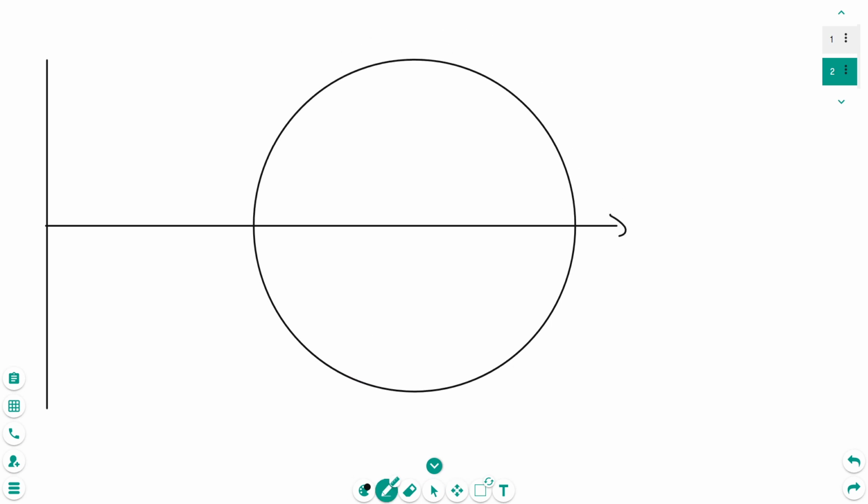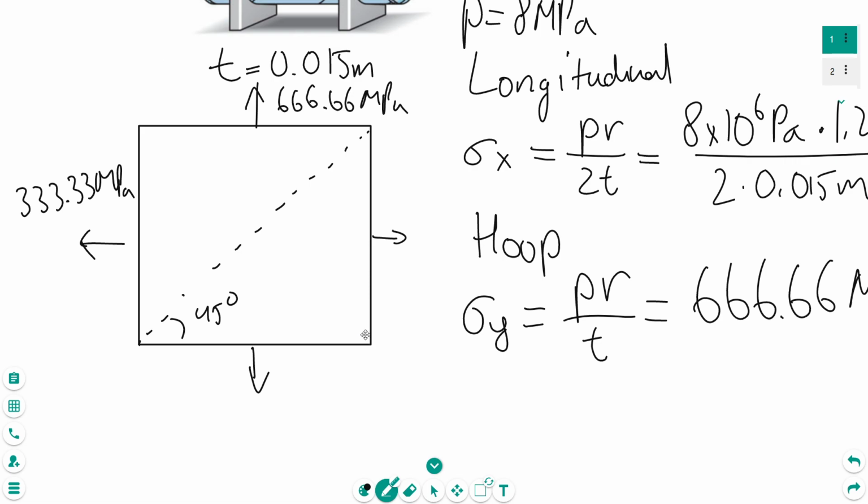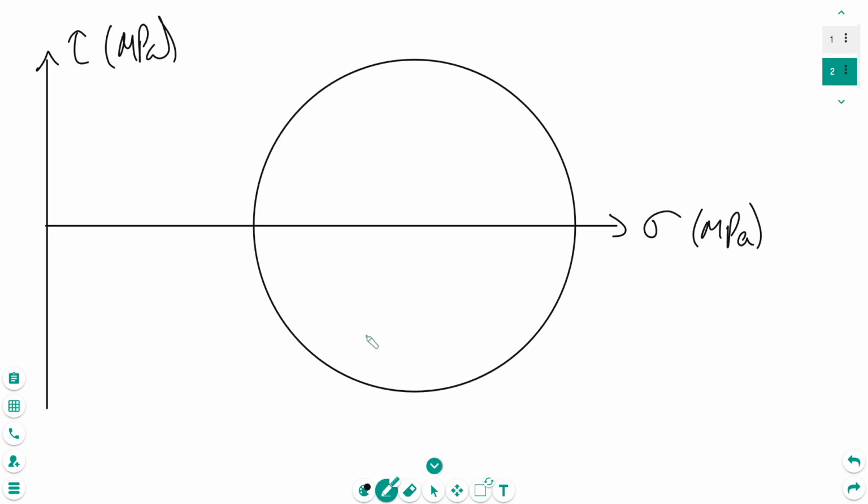Taking a look at the Mohr circle, we define the horizontal axis to be the normal stress given in megapascals, and we can define the vertical axis to be tau, the shear stress, also in megapascals. Now, seeing that we had two normal stresses and no shear stress, we can define our two principal stresses to be at point A, signified by sigma x, which is given by 333 megapascals normal stress, 0 in shear stress, as well as point B, signified by 667 megapascals normal stress and 0 megapascals in shear stress.